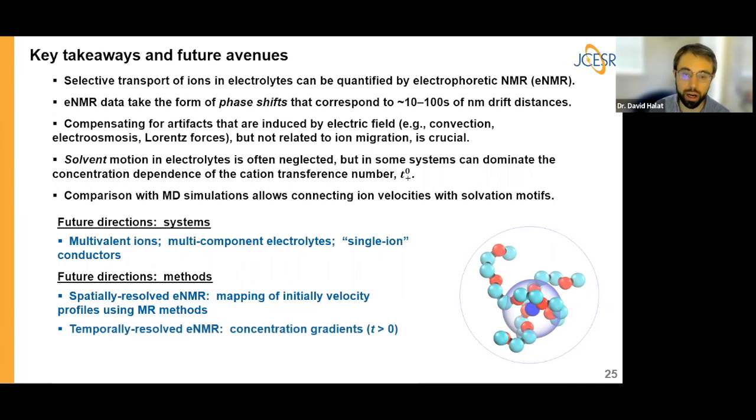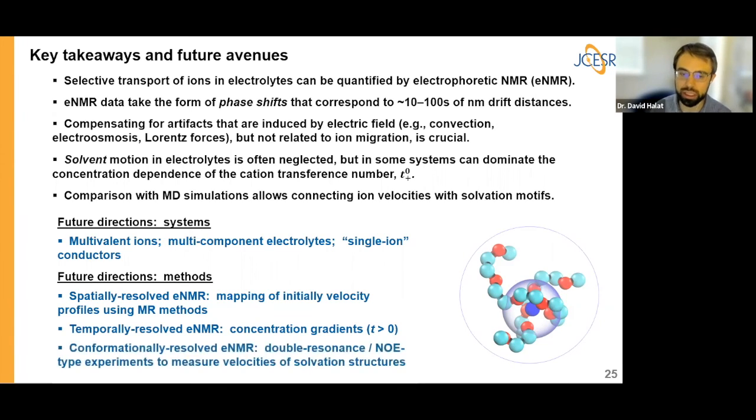And moreover, all of the methods that I talked about here are concerned with what happens initially at time zero, the instantaneous velocity when we switch on the field. But we know that the species velocities change significantly as the concentration gradients build up. So it would be really interesting to probe the velocities as a function of time.